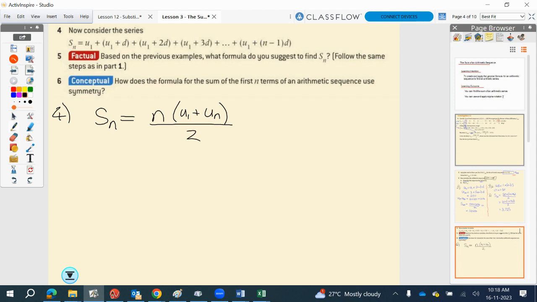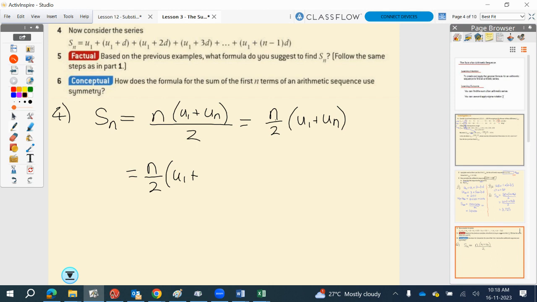Now, if we don't know what the last term in the sequence is, we can calculate it. So let me just simplify this. We'll write this as n over 2, u1 plus un. That's the formula, isn't it? If we keep this, and we keep this, but how do we calculate the nth term in a sequence? Is there a formula for it? Yes. What is the formula for the nth term in a sequence?